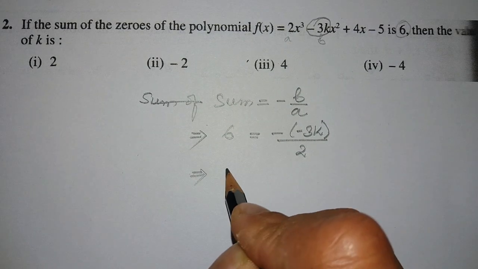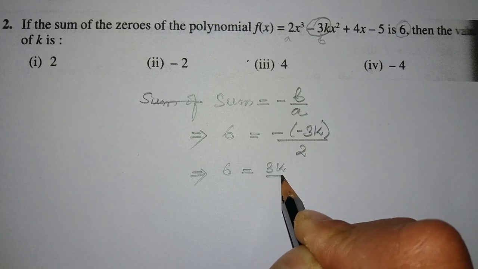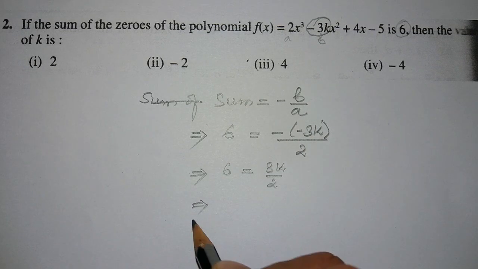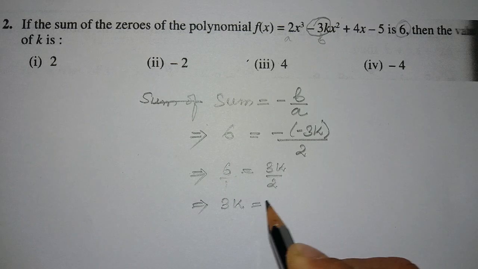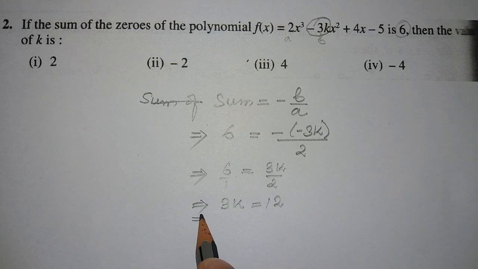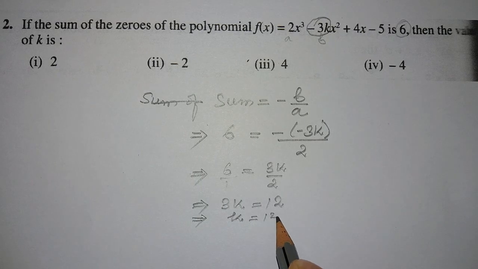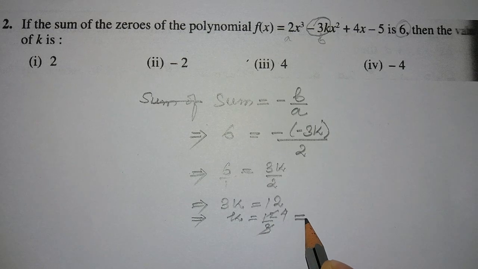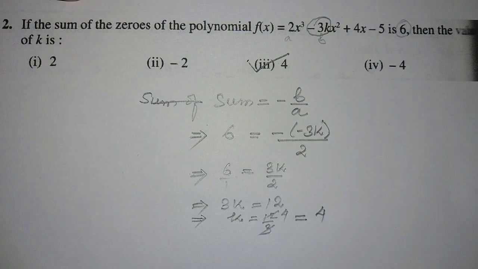Now this gives us 6 = 3k/1, since minus times minus is plus. Now if we cross multiply, you will get 3k = 6 × 2 or 12. Dividing both sides by 3, we get 12/3, so we get 4. So 4 is the value of k. So option number 3 is the correct answer.